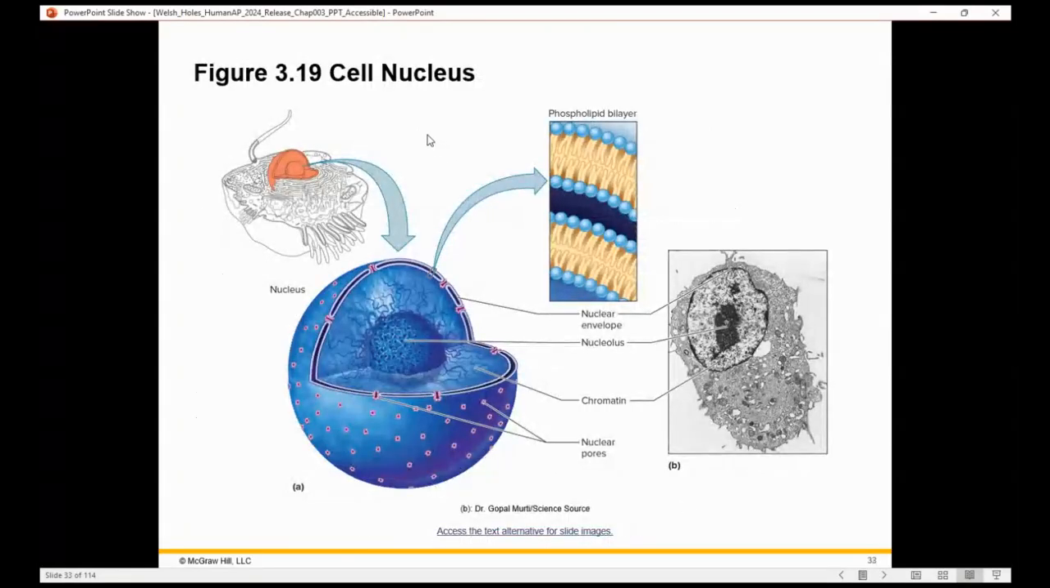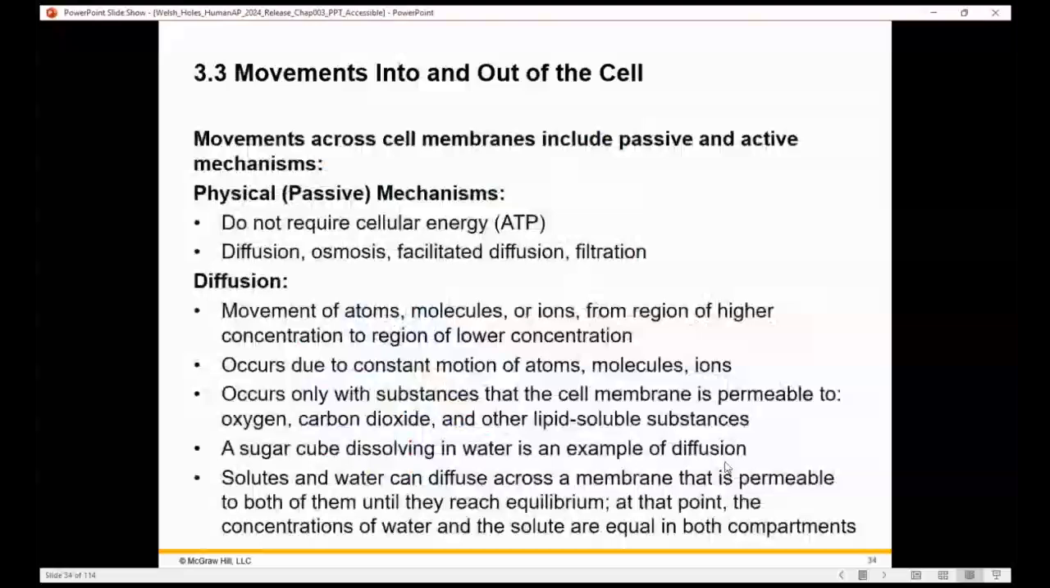Okay, this picture shows the cell nucleus. And on the right, you'll see the electron micrograph. Again, within the nucleus, you see a nucleolus. And then floating around the nucleolus, you'll often see the chromatin, which is the DNA wrapped around the proteins.